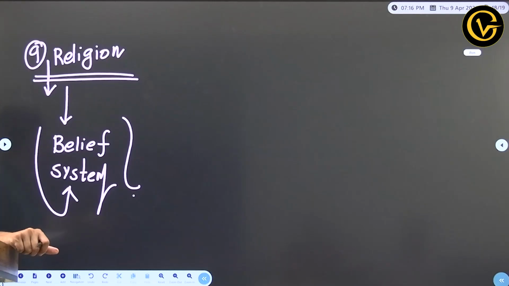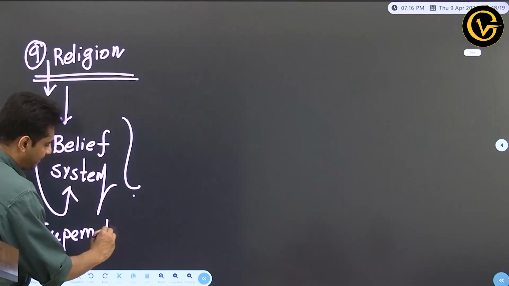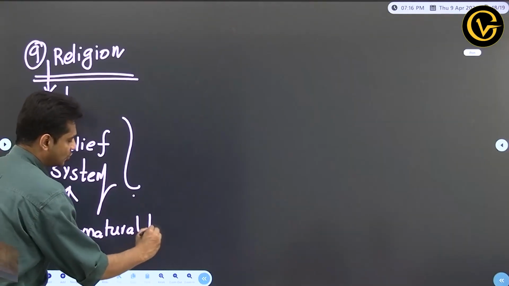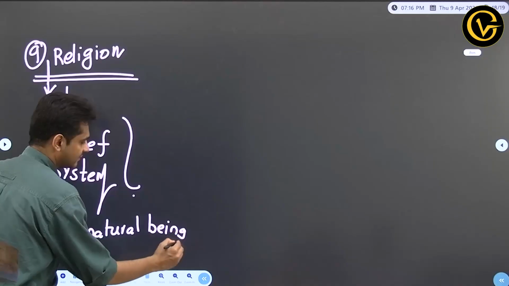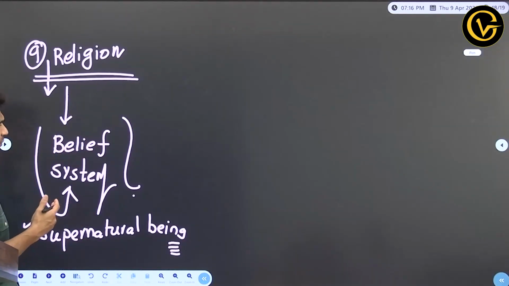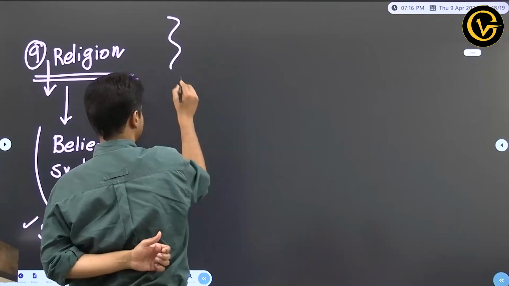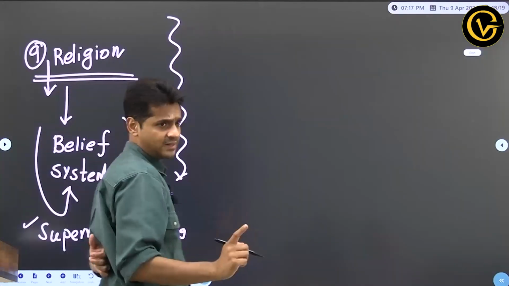But still we believe that a supernatural being exists, and what is it to do with us? What function is this supernatural being satisfying? Isn't it? All social institutions exist to satisfy some function. Will you agree with me?